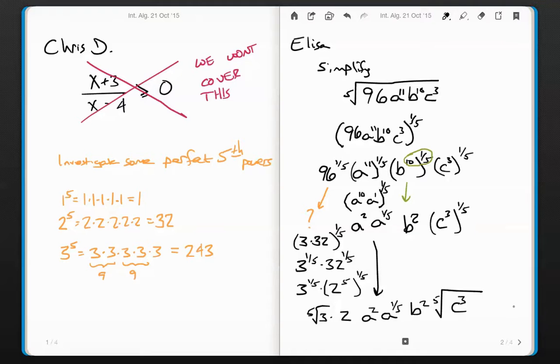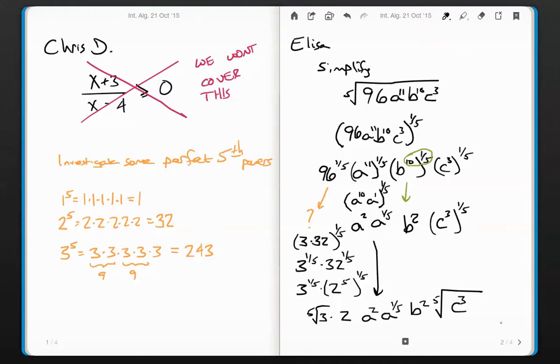Alright, so it's kind of a mess right now, but I can see that some of my stuff worked out nicely. I split the 96 up into a 32 and a 3. I split the 8 to the 11th up into a 10 and a 1. Why a 10? Because the 10 is a multiple of 5, and 8 to the first is just what I have left over. The b to the 10th worked out nicely because that's also a nice multiple of 5. And c cubed, there's nothing I could do with that, so that just stays c cubed to the 1/5, which is still the 5th root of c cubed.